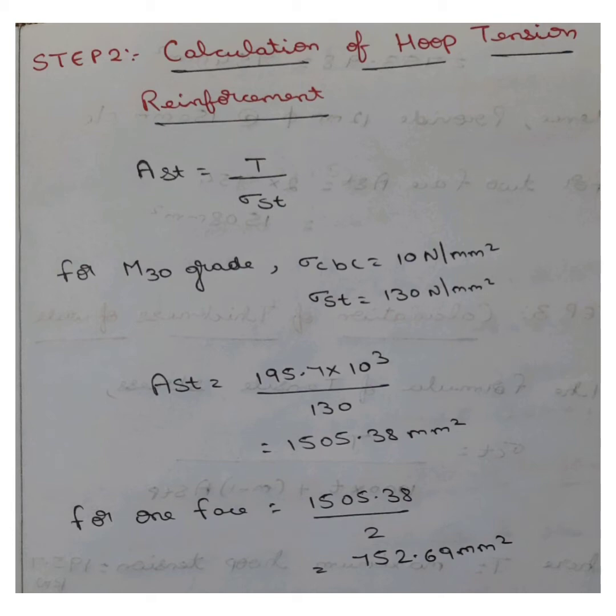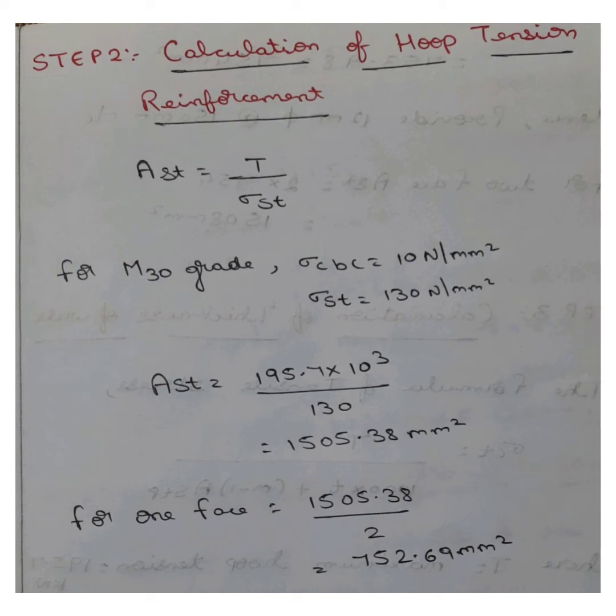Step 2. Calculation of hoop tension reinforcement. AST equals T by sigma ST. In IS Code 3370 Part 2 book, the permissible values are there. For M30 grade, sigma CBC equals 10 Newton per millimeter square, and sigma ST equals 130 Newton per millimeter square. By substituting values, AST equals 1505.38 mm square for two faces.